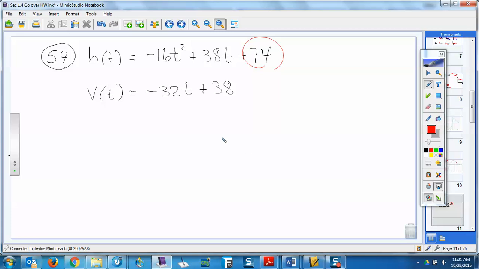What was the initial velocity? 38. Was it thrown up or down? Because 38 is positive. Was the height... Now, here's where it gets a little interesting. Here's where you got to really think now. Was the height increasing or decreasing at 2? Decreasing. Okay, tell me the various ways you could tell that.